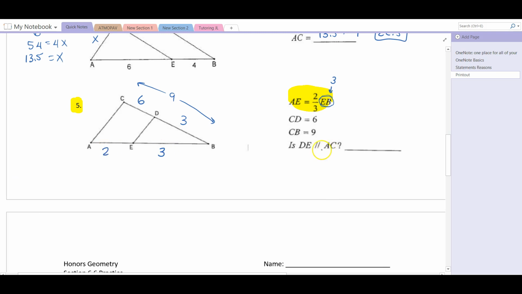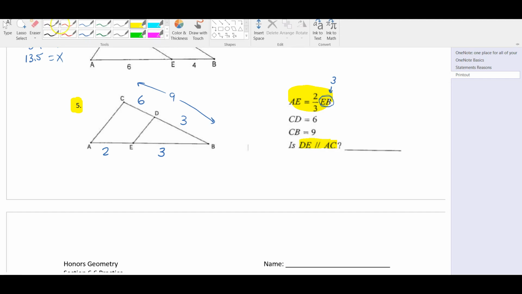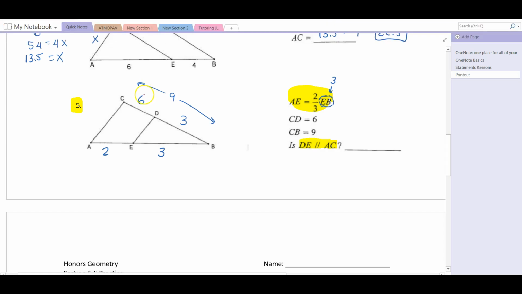Now that we have this, we need to test if DE is parallel to AC. According to our triangle proportionality theorem, I'm going to find out if 6 over 2 is the same thing as 3 over 3. You kind of already got a hint from how I just explained it. 6 over 2 and 3 over 3, that's definitely not the same ratio. So are they parallel? Absolutely not.